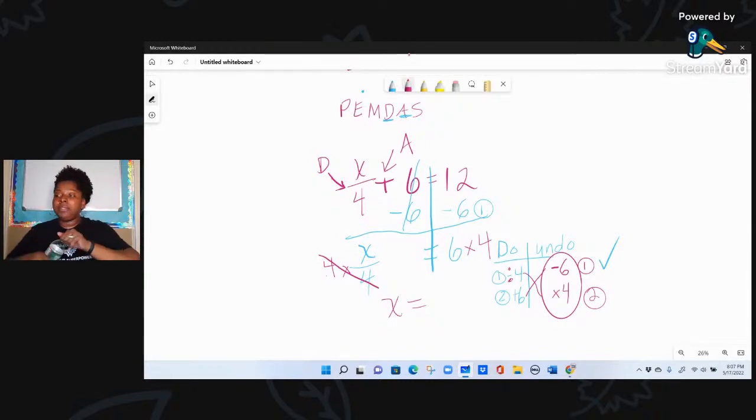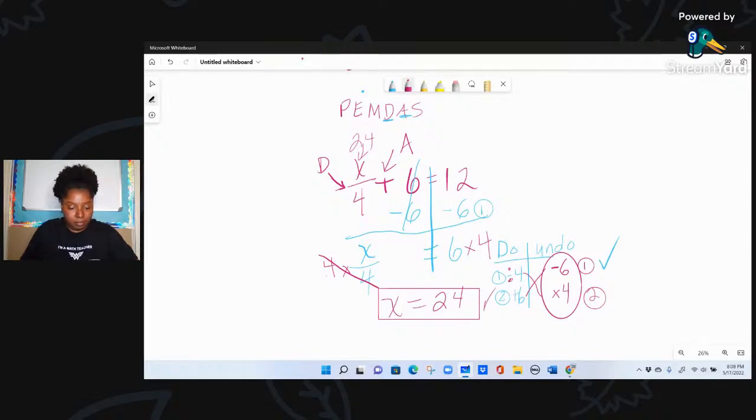So to get rid of that division, we have to multiply. And that's going to get rid of that divided by 4. Nice job, Kim. 24. And again, to check your work to see if it works, instead of x, you're going to put 24. So 24 divided by 4 is 6, and 6 plus 6 is 12. That's how I know my answer is correct.